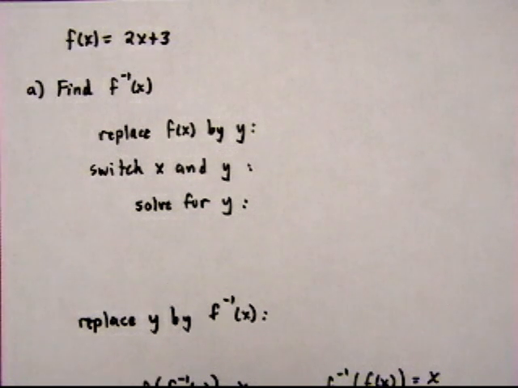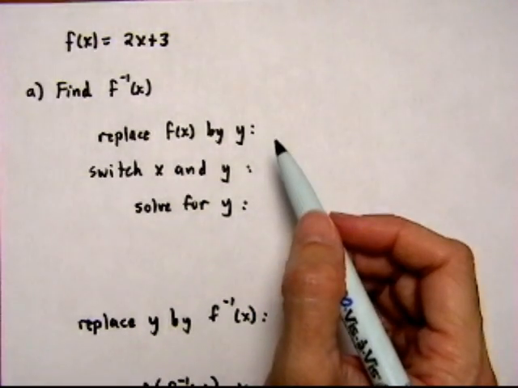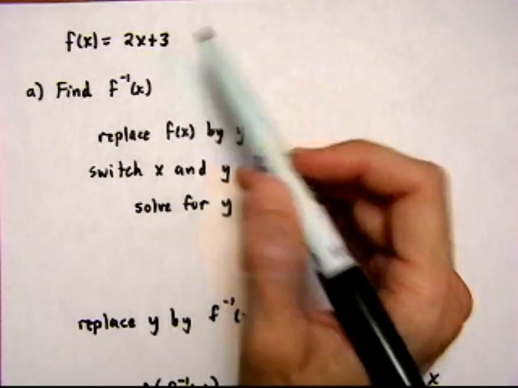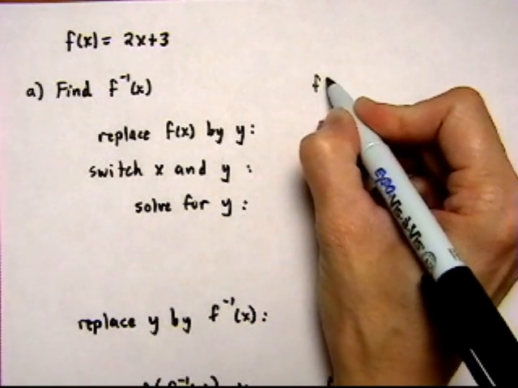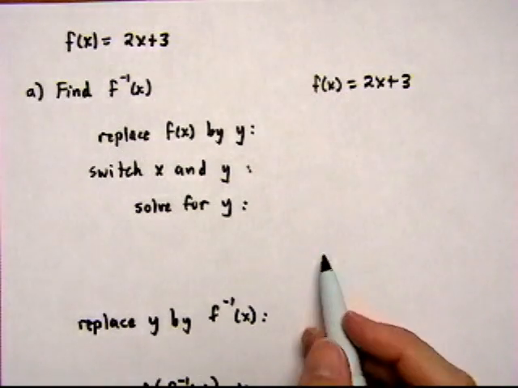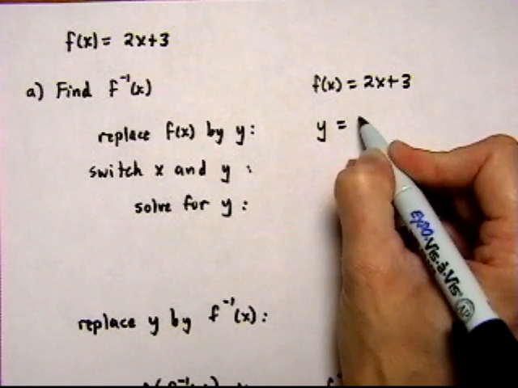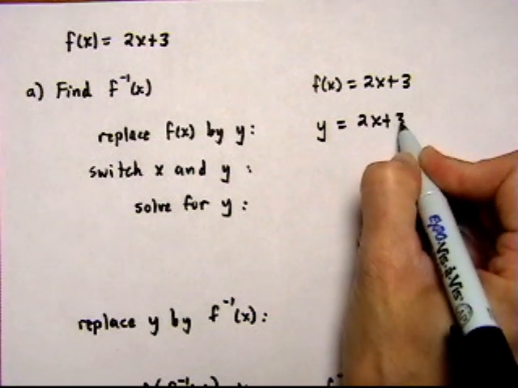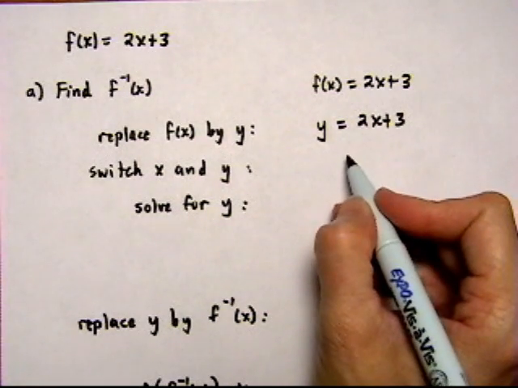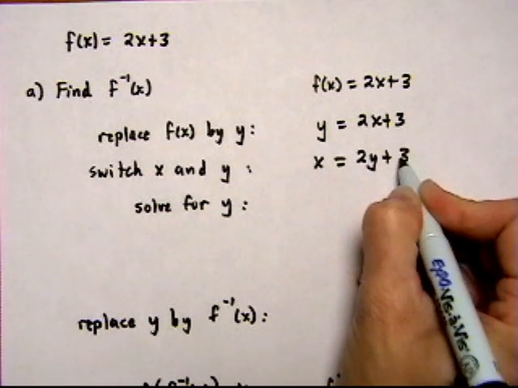Alright, we're going to do another problem here where we're finding the inverse of a function. So we use the same steps as in the previous video. We're going to start with the function itself, f of x equals 2x plus 3. And then we're going to replace f of x by y equals 2x plus 3, and then switch the x and the y. So x is equal to 2y plus 3.